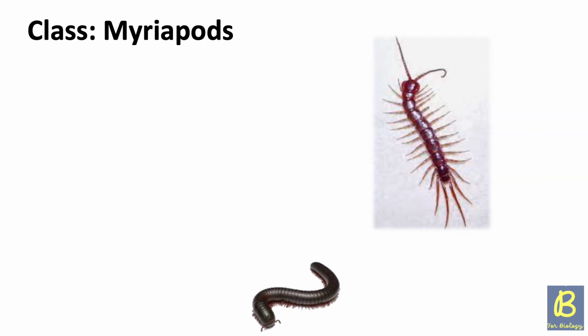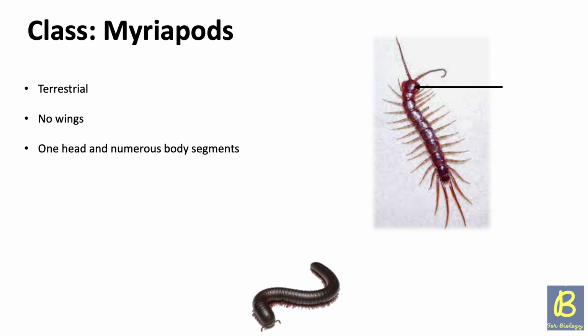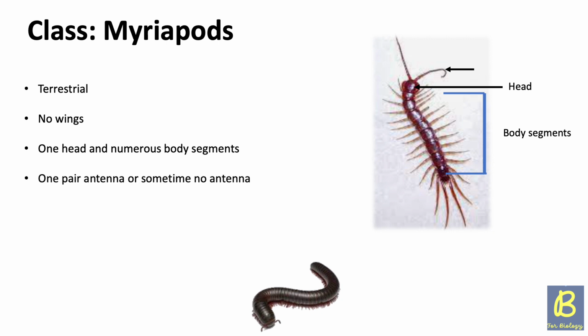Next class is myriapods. Myriapods includes millipedes and centipedes. These are mostly terrestrial. They do not have any wings. The body is elongated with numerous segments. One part is head and there are many body segments. The head is provided with one pair of antennae, or in some cases antenna is not there. They contain numerous legs. There is one pair of legs on each body segment.